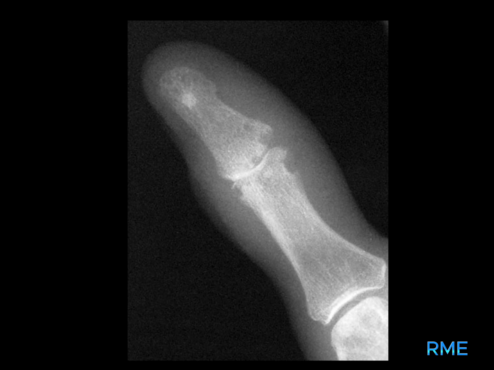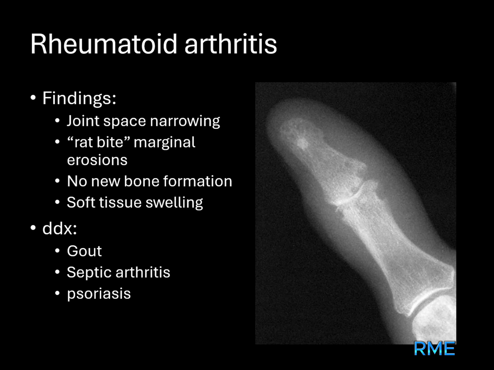What could be causing this image? In this image, I see joint space narrowing, rat bite marginal erosions, and no new bone formation with soft tissue swelling. These findings are classic for rheumatoid arthritis. The erosions are particularly notable at the joint margins where the synovium invades the bone.